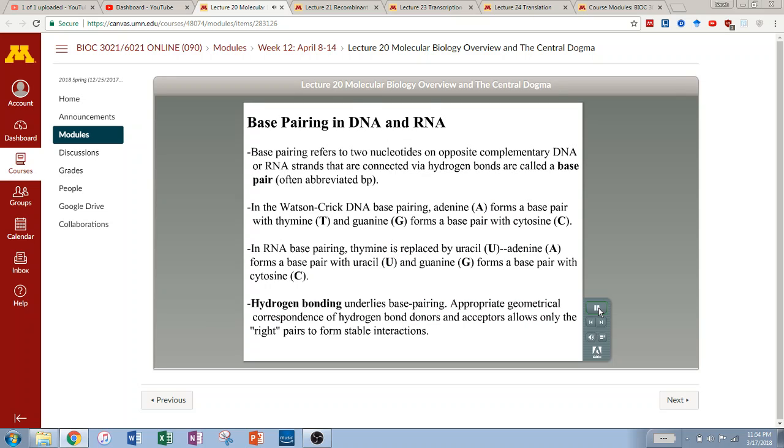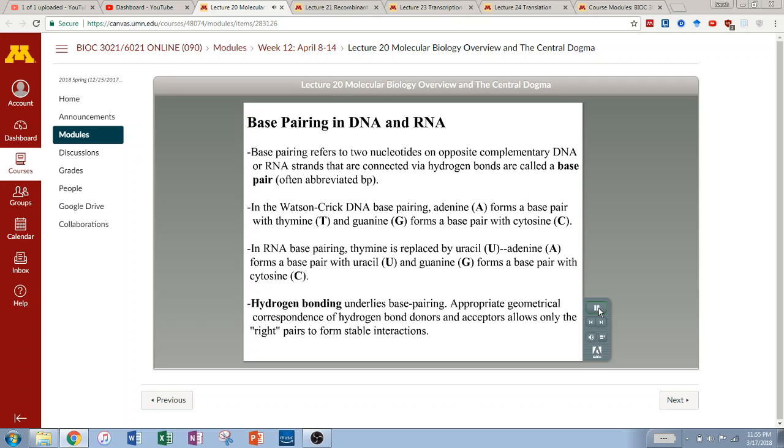Base pairing refers to two nucleotides on opposite complementary DNA or RNA strands that are connected by hydrogen bonds. Those are called a base pair, often abbreviated BP. In the Watson-Crick model for DNA base pairing, adenine (A) forms a base pair with thymine (T), and guanine (G) forms a base pair with cytosine (C). In RNA base pairing, thymine is replaced by uracil. Adenine forms a base pair with uracil, and guanine forms a base pair with cytosine.